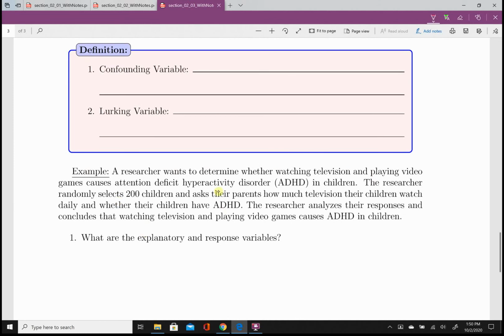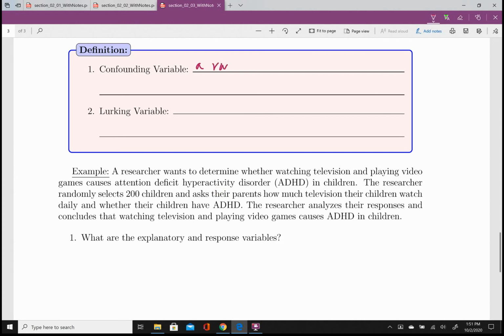But first we've got to define a couple more terms. My goodness, so many terms to define, but we're almost through with this section, so hang tight. Let's define confounding variable first. It's a variable other than the explanatory variable that causes or helps cause the response variable to change during the study.